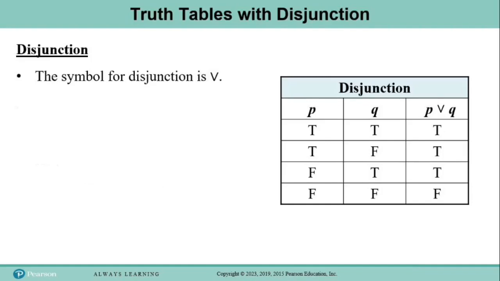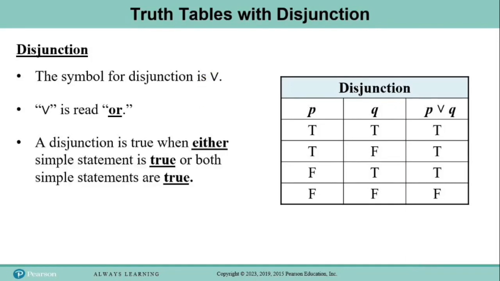Now let's look at a disjunction, and you'll remember that the symbol for a disjunction looks kind of like a V, and we read this symbol as OR. Now, a disjunction is true when either simple statement is true or when both simple statements are true. So take a look at it here. If both simple statements are true, then the statement P or Q is also true. If either component is true, then the statement overall is true. But if both components are false, then the overall statement is false.